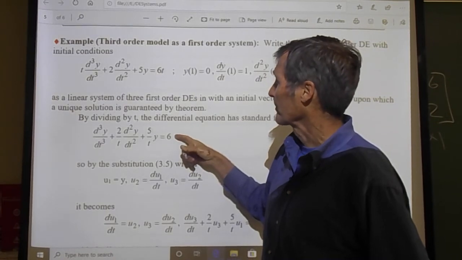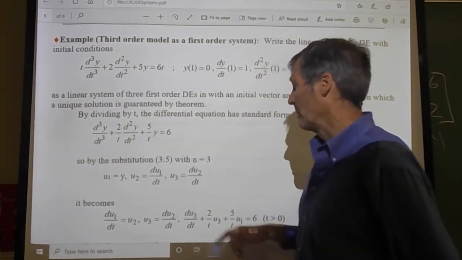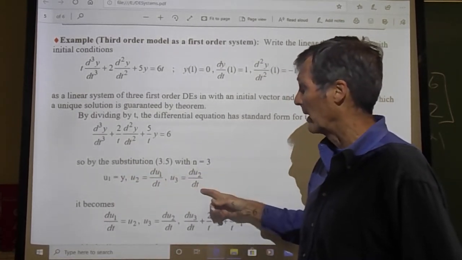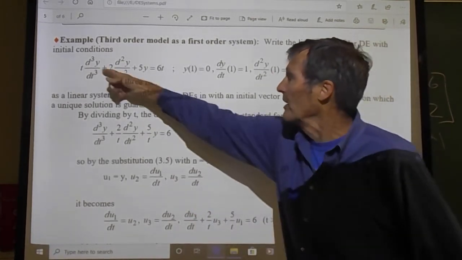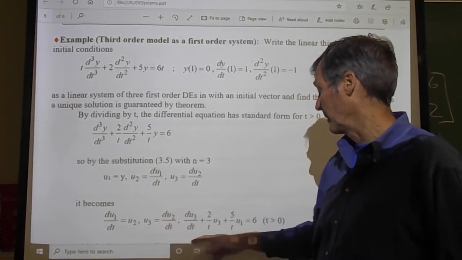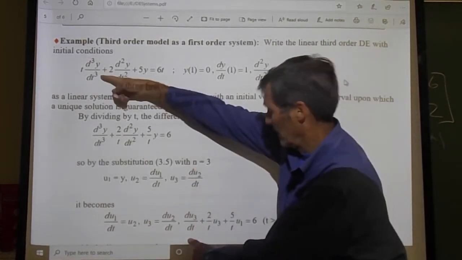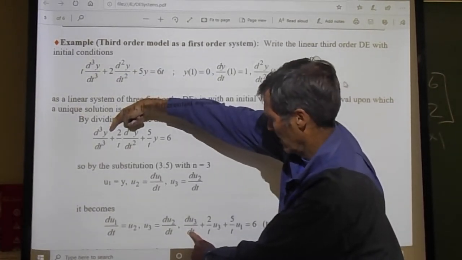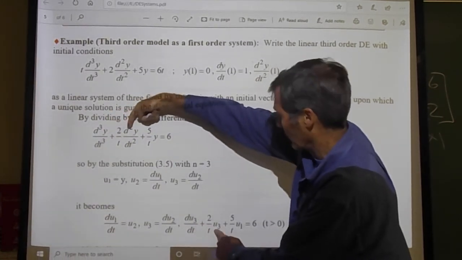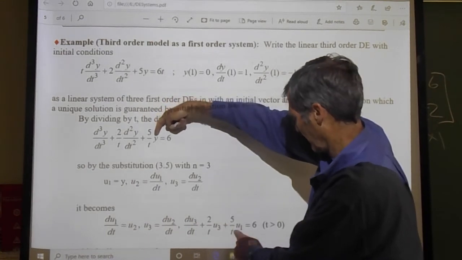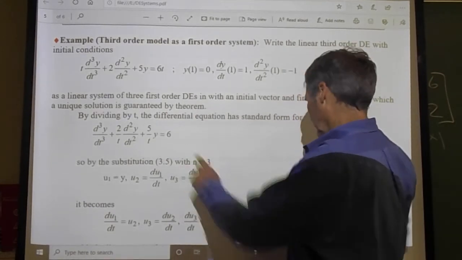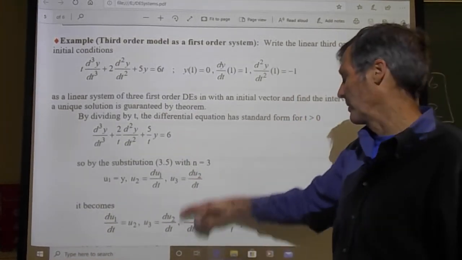So here we go, we'll divide this through by t first to put it into standard form, and it looks like this. And now we'll make the substitution we said. Let u1 equal y, let u2 equal the derivative of y, u3 equal the second derivative of y. And then this single differential equation becomes that. du1/dt equals u2, du2/dt equals u3. And du3/dt, this one, right? u3 is the second derivative, so this is the derivative of the second derivative, the third derivative. Plus 2 over t times the second derivative, plus 5 over t times the first, times y, that's u1, equals 6.